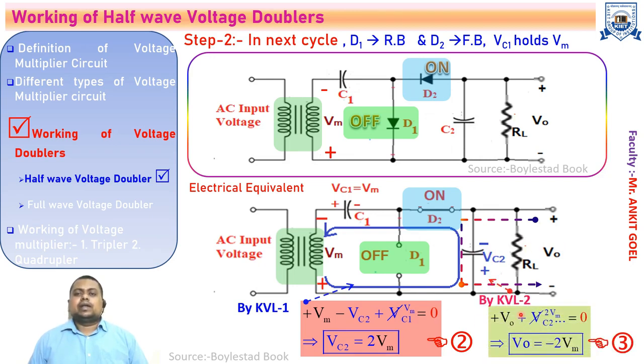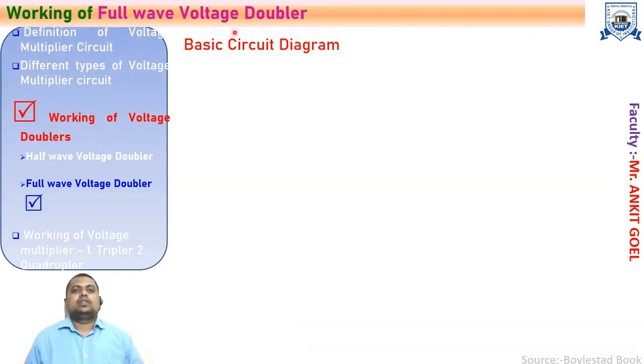So as you can see, the magnitude across the output terminal is doubled. So that's why it is called the half wave voltage doubler. Let's discuss the next type of voltage doubler, that is the full wave voltage doubler.